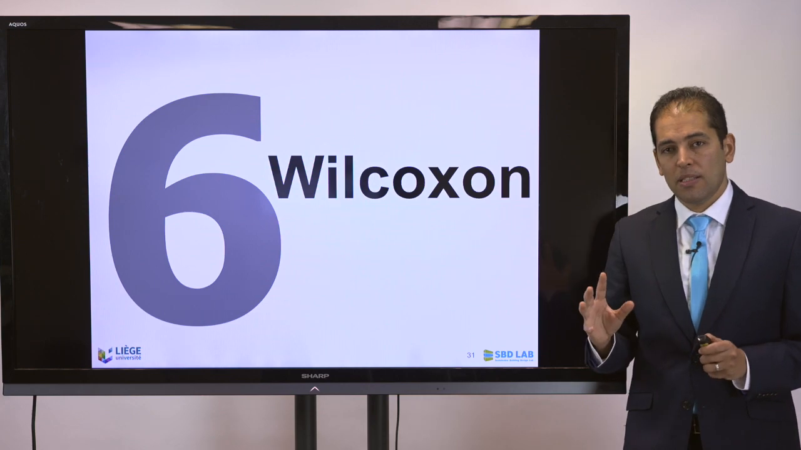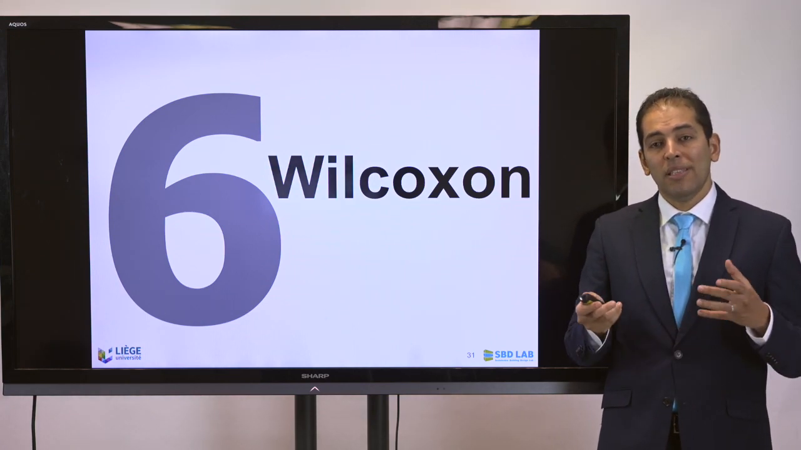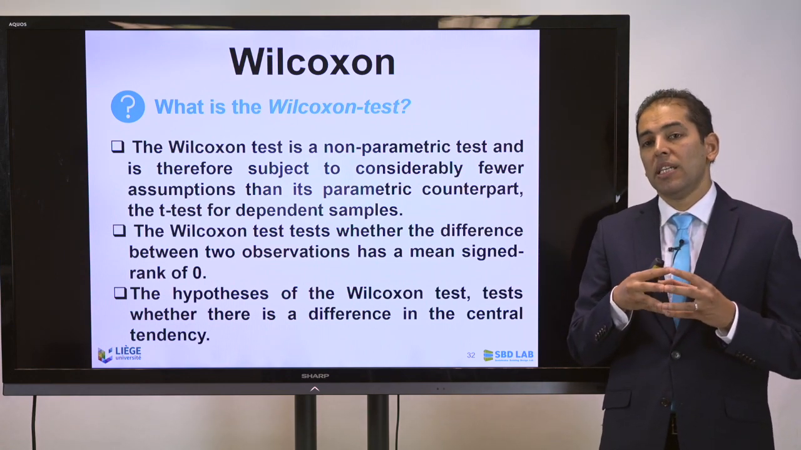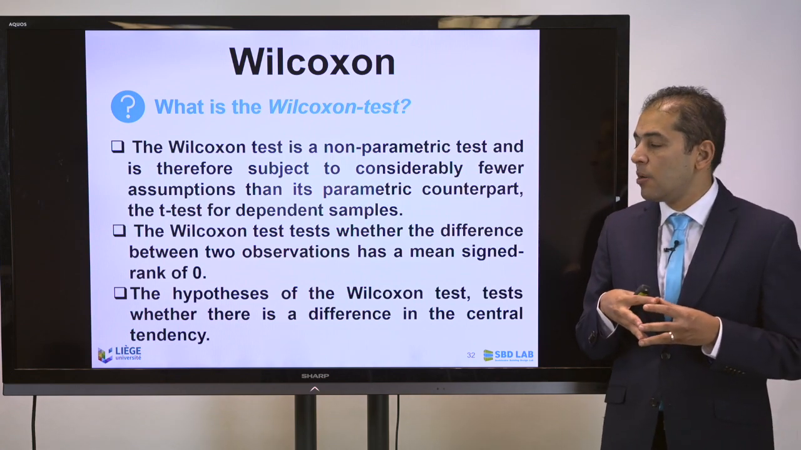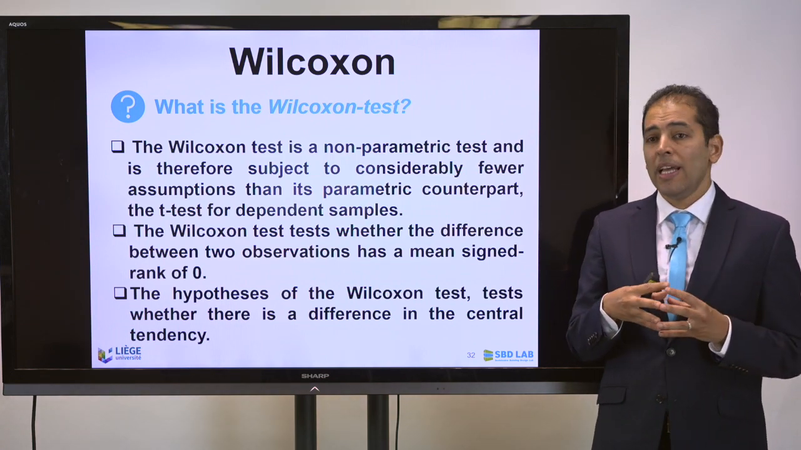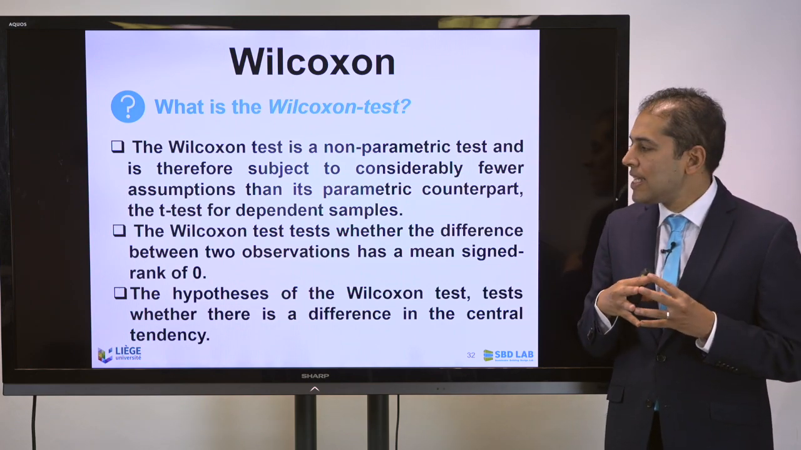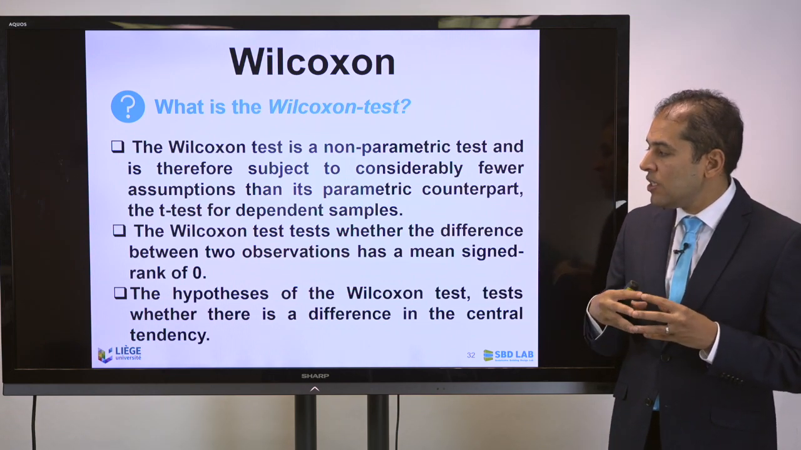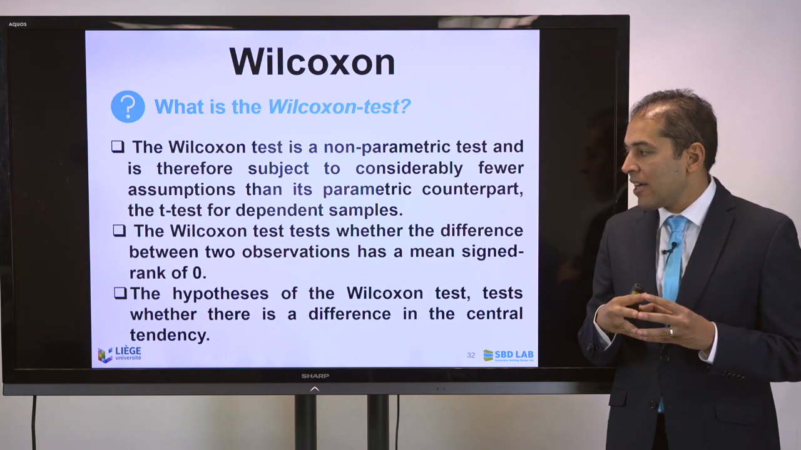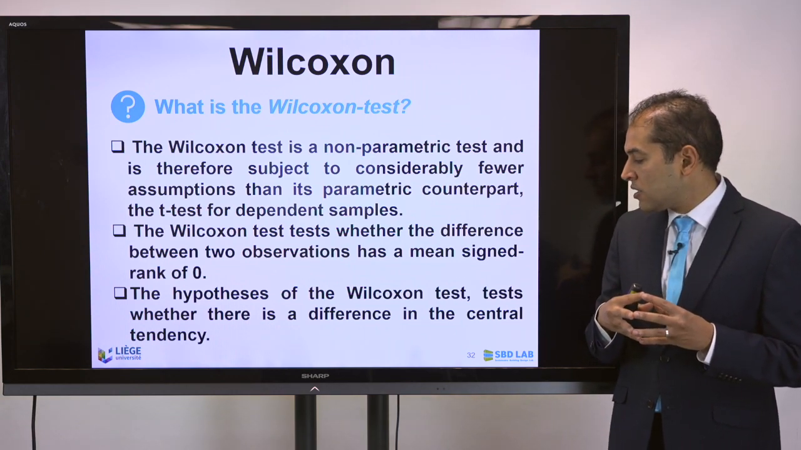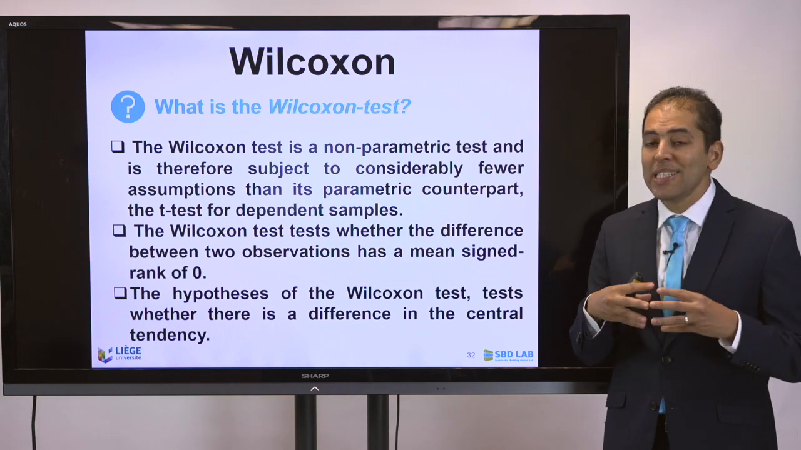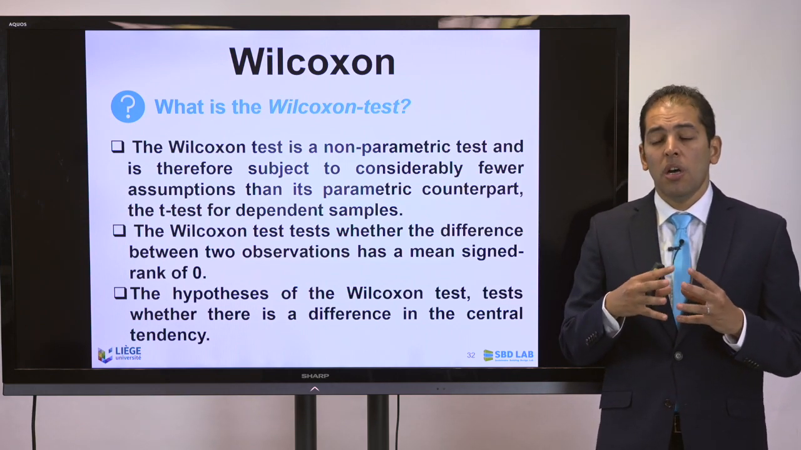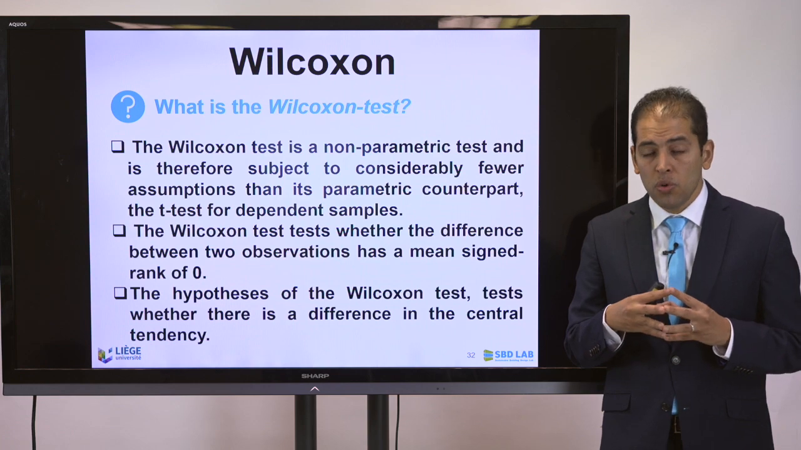Now I'm moving to the last test that could be used as part of this comparison test for the hypothetical value of your assumption, which is the Wilcoxon test. The Wilcoxon test is a non-parametric test and is therefore subject to considerably fewer assumptions than its parametric counterpart, which is the t-test. For dependent samples, the Wilcoxon test tests whether the difference between two observations has a mean signed rank of 0, and the hypothesis of the Wilcoxon test tests whether there is a difference in the central tendency. So this is another important test, which can be used either in hypothesis analysis or in comparison of two variables in two categories.